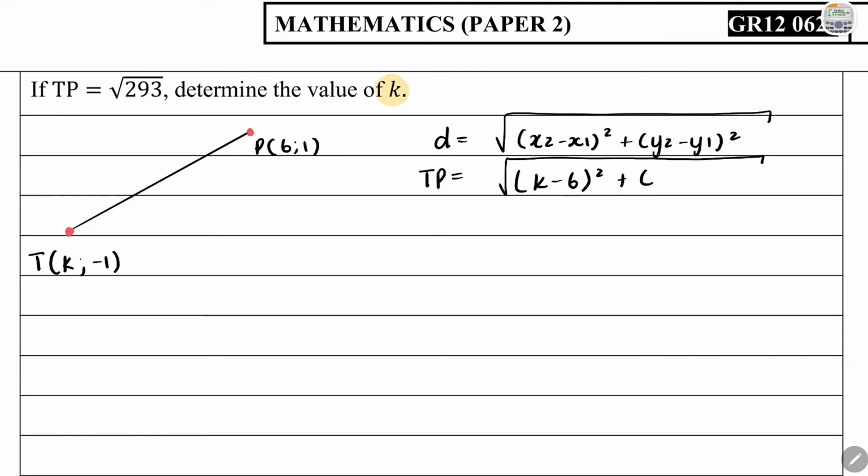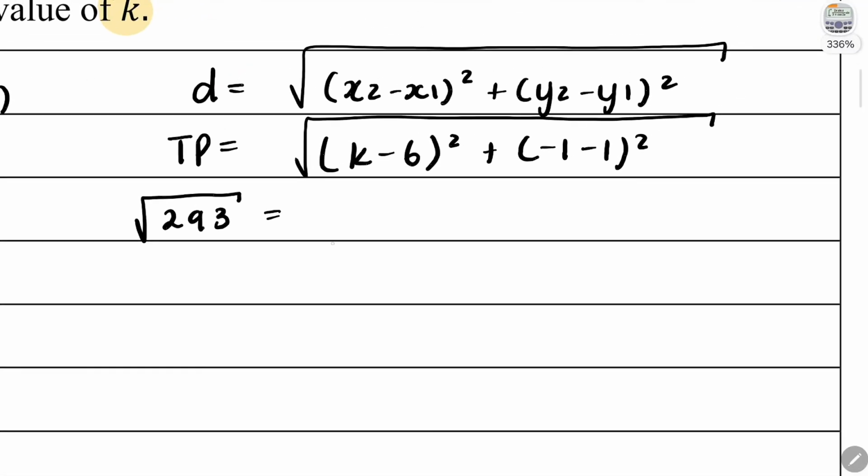All squared plus y2 minus y1. So you have to be consistent. If you start with this, then with the y's, you need to start with this as well. So that's negative 1 minus 1 all squared. And we know what TP is. It is the square root of 293. So in place of TP, the square root of 293 is equal to, and let's just see what can be simplified here under this radical.